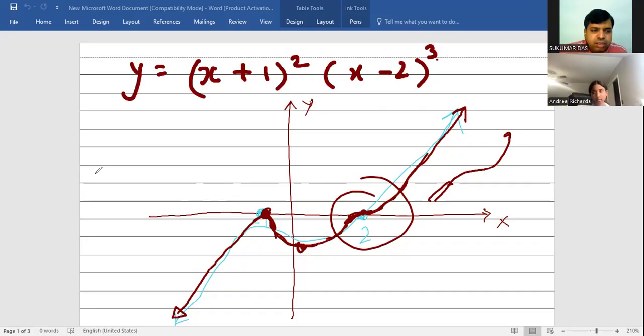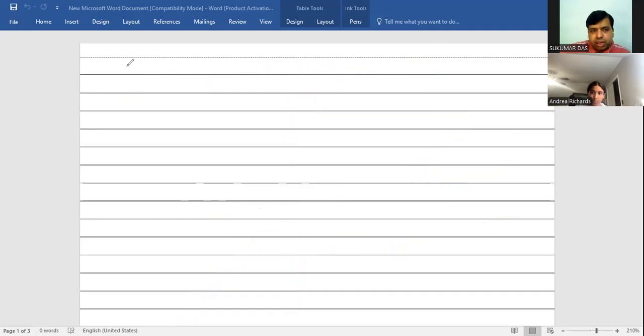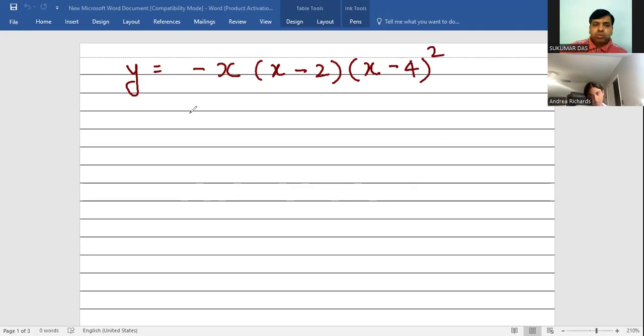Okay, good. Now, I'll send you one worksheet where you have a lot of this type of equations that you have to do. Write it properly and then you have to send me back. So, now do this question. y is equal to minus x, x minus 2, x minus 4 square. Do this one.